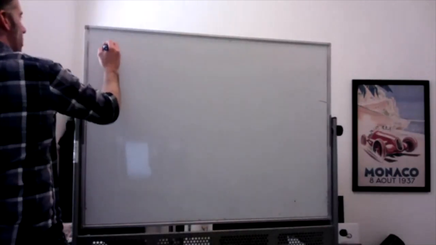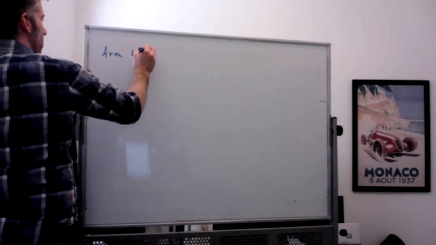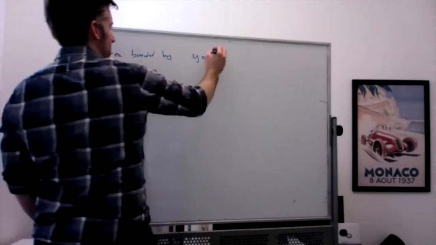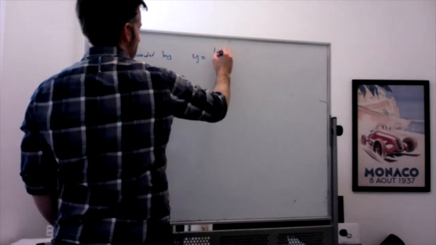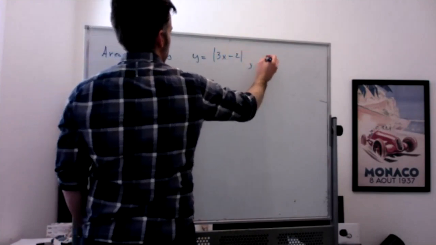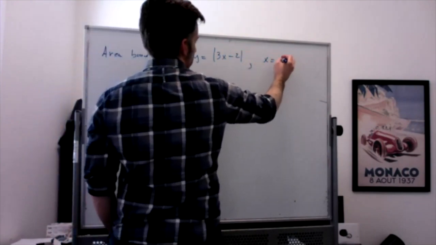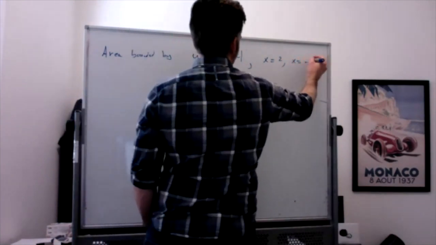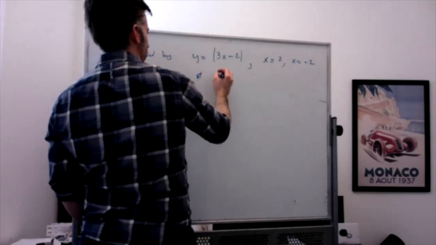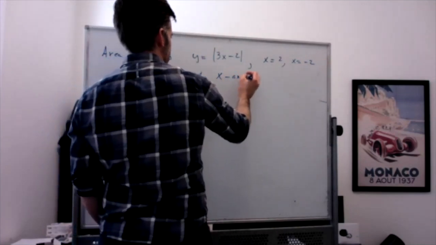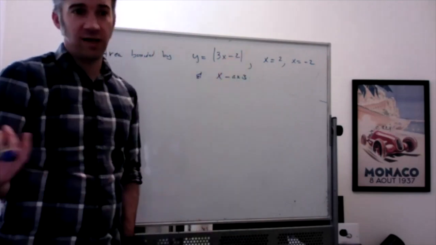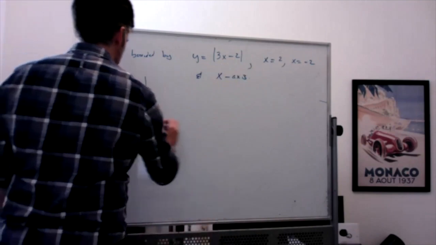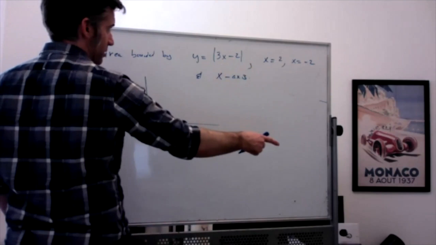So I'm going to find the area bounded by the following functions: y equal to the absolute value of 3x minus 2, x equal to 2, x equal to negative 2, and the x-axis. And I really think when you've got more than 2 things, you really want to draw. So here's my x-axis.